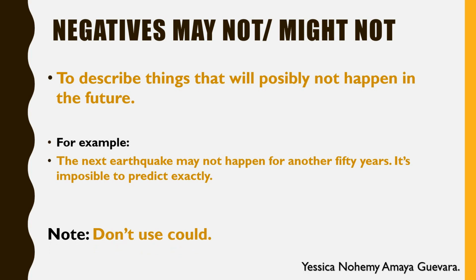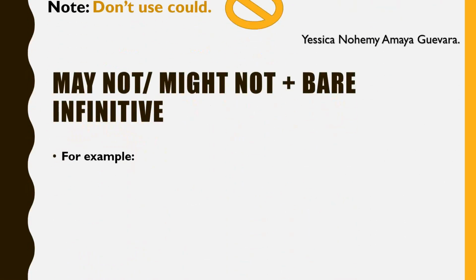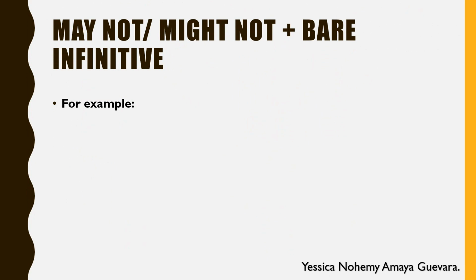It is important you remember that you can't use the modal "could" to talk about negative possibilities. In this case, you can only use 2 modals. It could be "may" or "might". The structure that we will use to express negative possibility or uncertainty is may not or might not, plus verb infinitive.